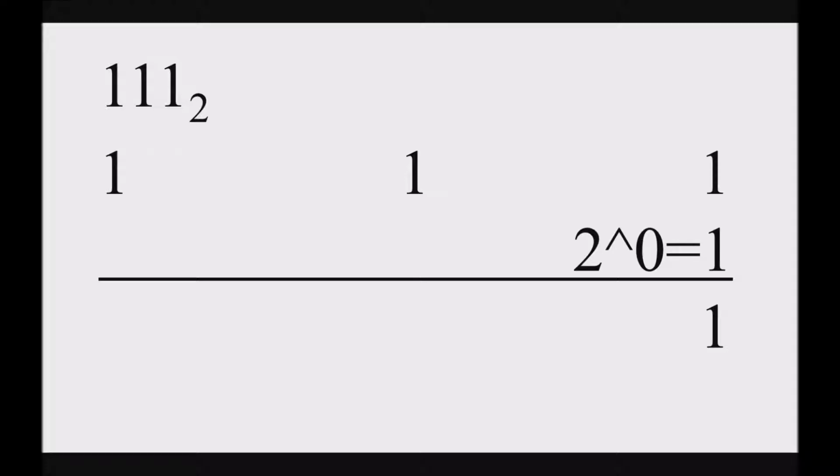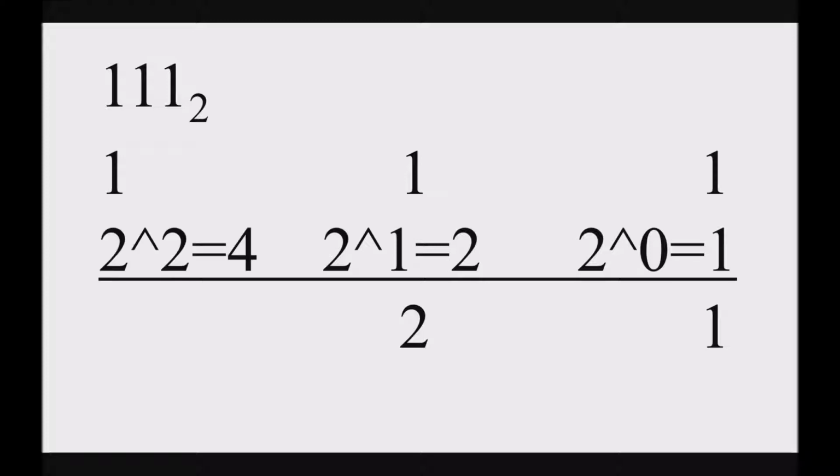Alright, simple enough. So let's go to the next number. This would be what is known as the first position, so it's 2 to the power of 1, which equals 2. Multiply that 1 by 2 and we get 2. Still simple math. And now the last position, we get 2 to the power of 2 equals 4. 1 times 4 is equal to 4. So let's add these together and we get 7. So this means 111 base 2 is equal to 7 base 10.